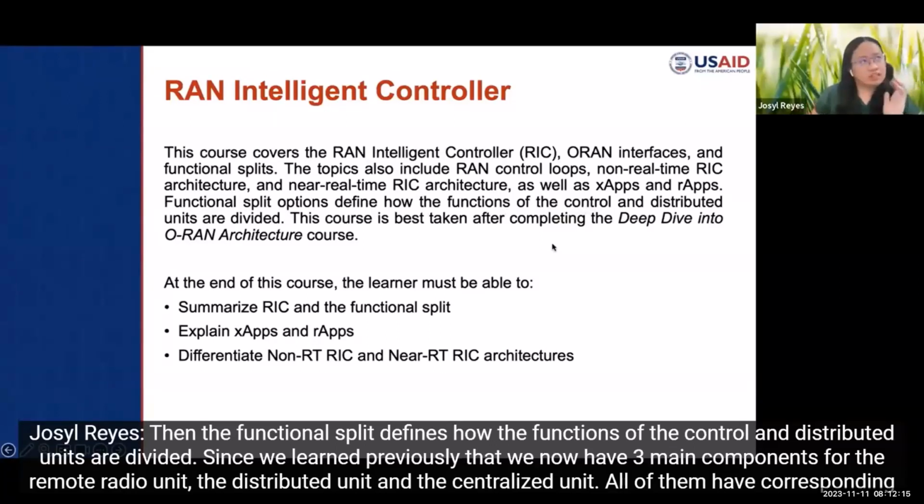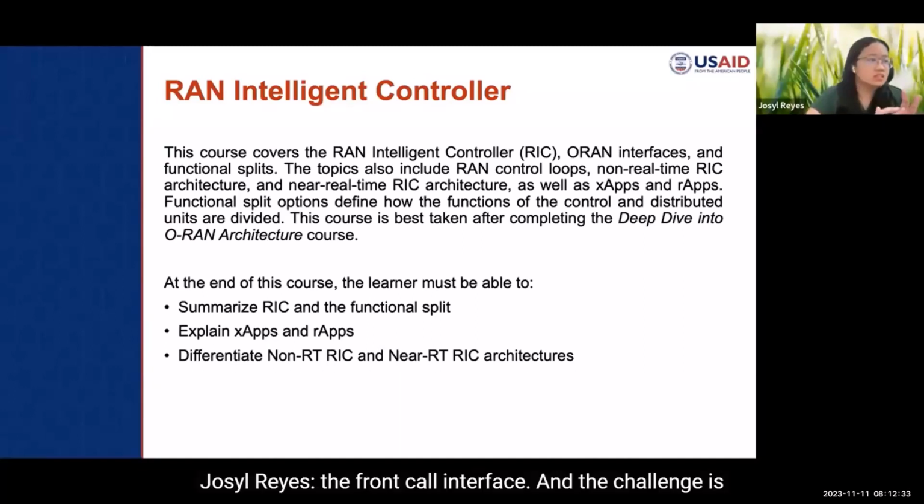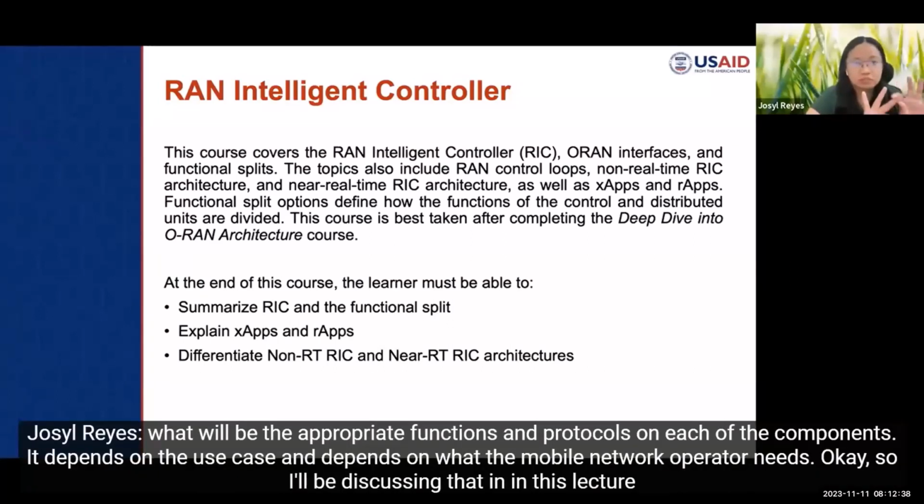Since we learned previously that we now have three main components for RAN, the remote radio unit, the distributed unit, and the centralized unit. All of them have a corresponding connection, like we have here the midhaul interface, the fronthaul interface, and the challenge is what will be the appropriate functions and protocols on each of the components. It depends on the use case and depends on what the mobile network operator needs. Okay, so I'll be discussing that in this lecture.